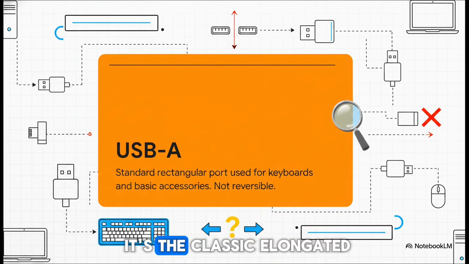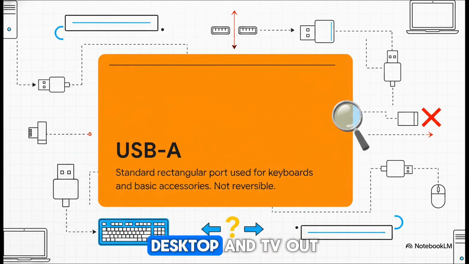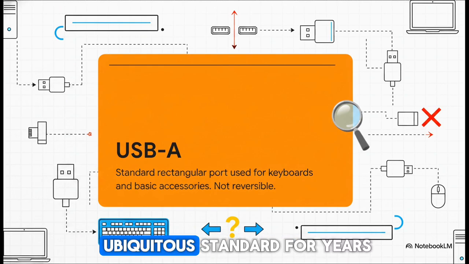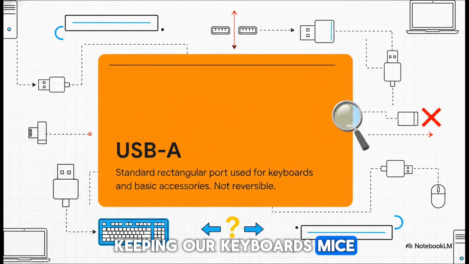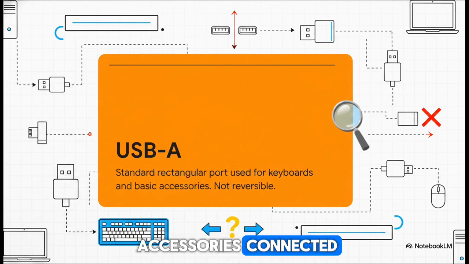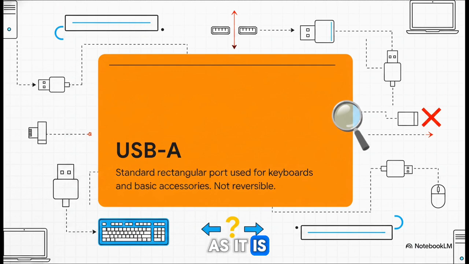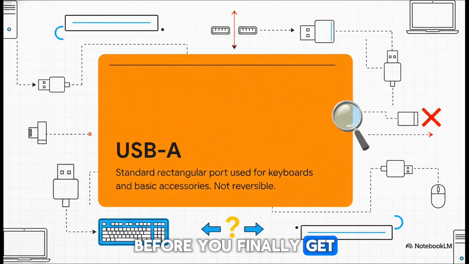You know the one. It's the classic elongated rectangular port you see on pretty much every laptop, desktop, and TV out there. It's been the ubiquitous standard for years, keeping our keyboards, mice, and all those basic accessories connected. But as incredibly compatible as it is, its biggest physical flaw is that it's just not reversible, which usually means trying to plug it in 3 times before you finally get it right.